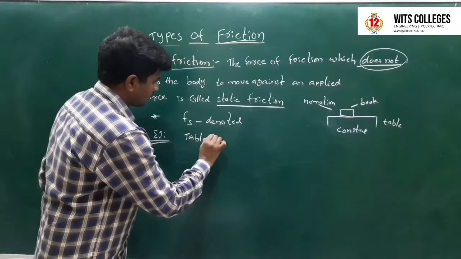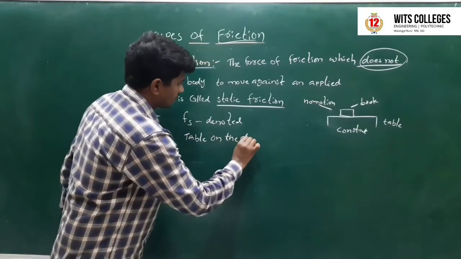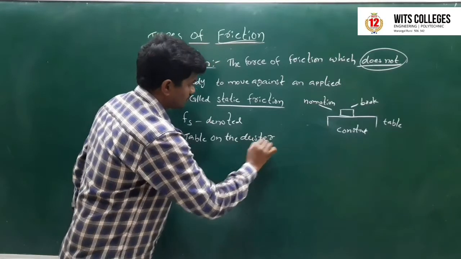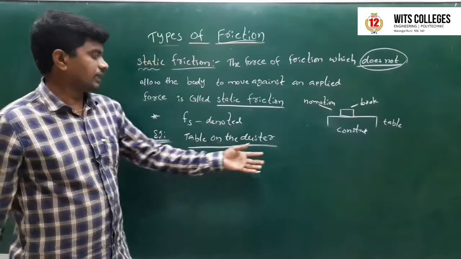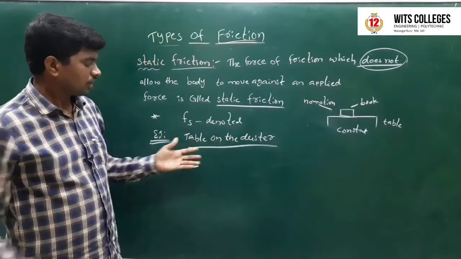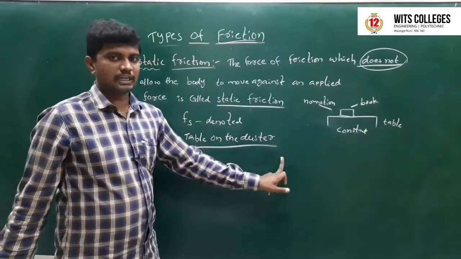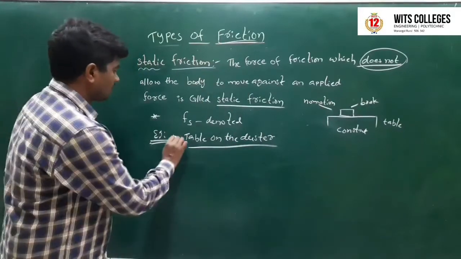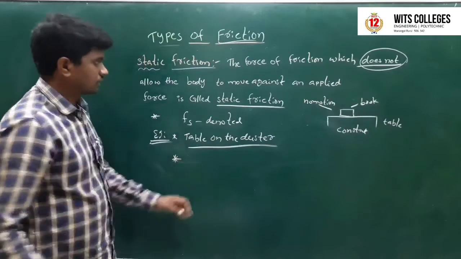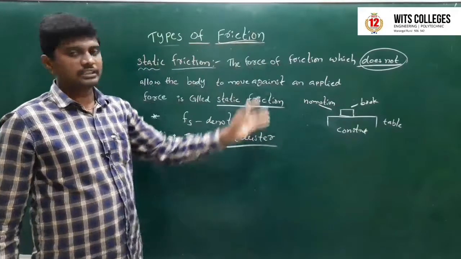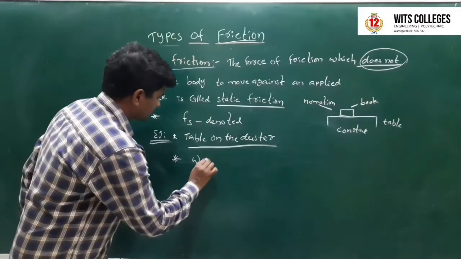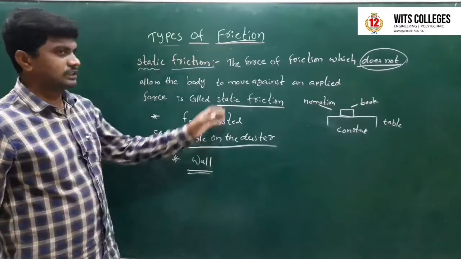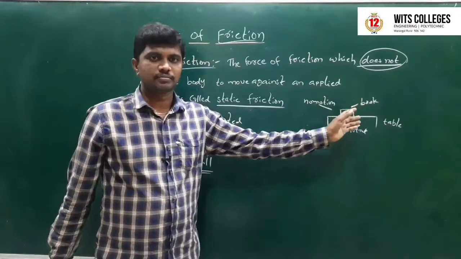For example, the table and the duster. The table is constant, the duster is constant. This is static friction. Another example is the wall. The wall is constant. So this is static friction.